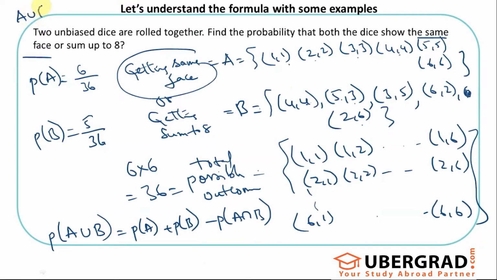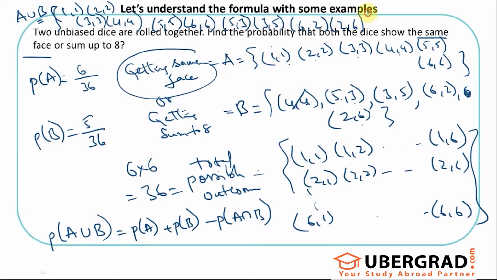What is the A union B set? When I say union, I need to pick all the unique elements. 1 1 is unique, it's not repeating here, so I'll take this. 2 2 is unique, 3 3 is unique, 4 4 is repeating, so I'll take it only once. I would not count this in that, right? 5 5, 6 6, then 5 3, 3 5, 6 2, 2 6, right? Altogether I have 10 pairs. So the probability of A union B could be directly calculated as 10 by 36 from this set.